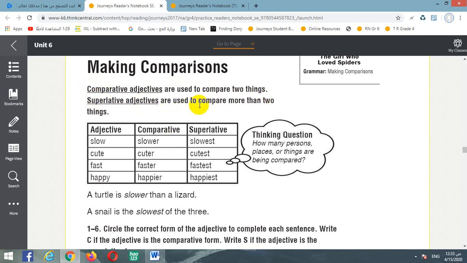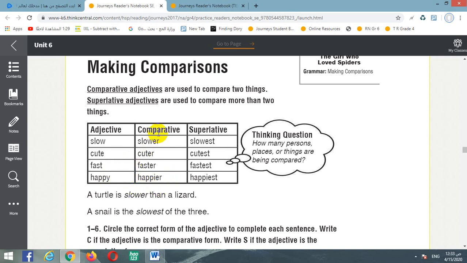Superlative adjectives are used to compare more than two things or two persons or two animals and so on, or two objects. Here, adjective, slow. Comparative, as we said before, we add er at the end of the adjective. Example, slow, slower. Cute ends with e, so we add r only, it will be cuter. Fast, we add er, it will be faster. Happy ends in y, drop y, add ier, so it will be happier. Happy, happier. Lazy, lazier, and so on.